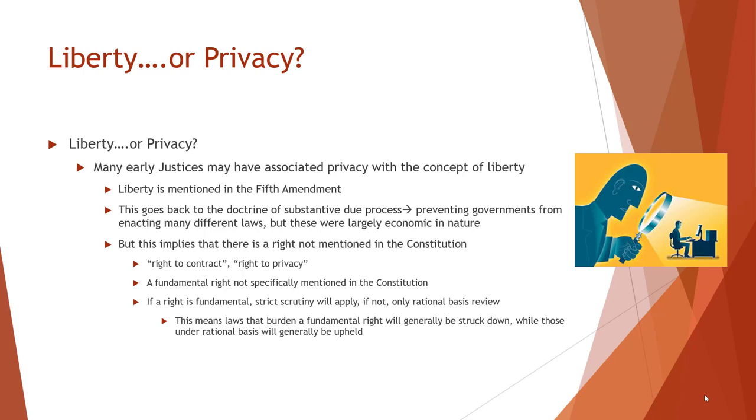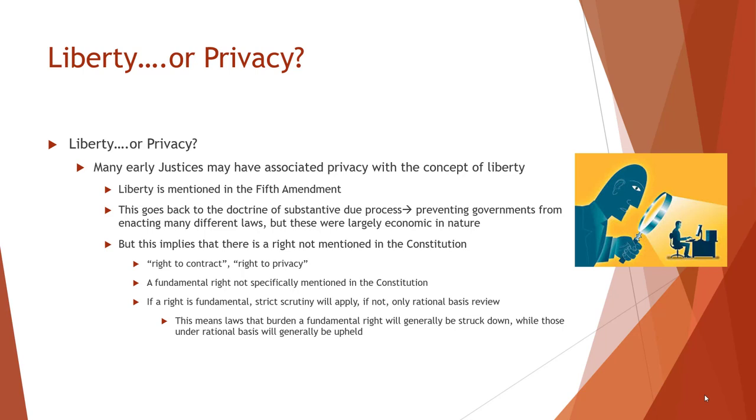So liberty is mentioned in the Fifth Amendment. So this goes back to substantive due process, preventing governments from enacting a lot of different laws that were largely economic in nature. But it also implied a right that was not mentioned specifically in the Constitution. So the right to contract, there's a contract clause, but that's a little bit different. The right to privacy. So a fundamental right, not specifically mentioned.